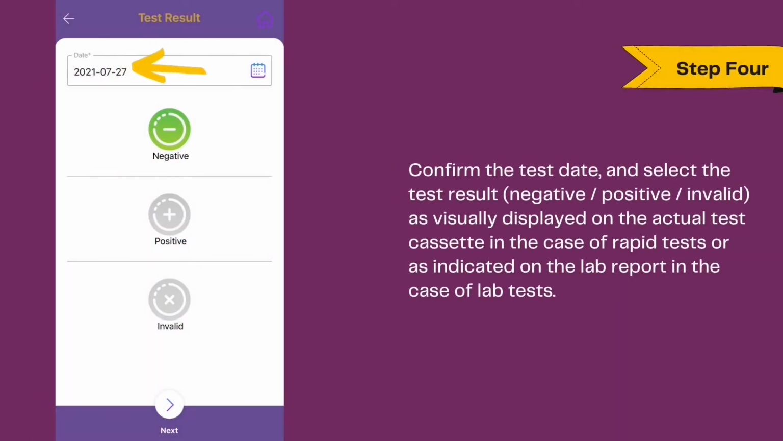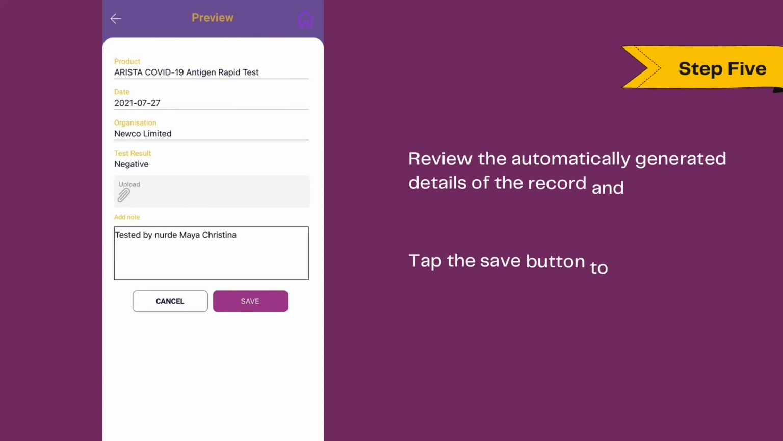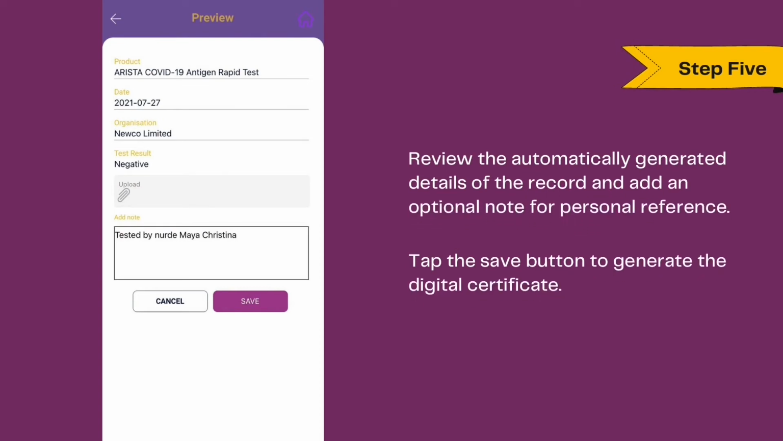Confirm the test date and select the test result, either negative, positive, or invalid, as visually displayed on the actual test cassette in the case of rapid tests, or as indicated on the lab report in the case of lab tests. Review the automatically generated details of the record and add an optional note for personal reference. Tap the Save button to generate the digital certificate.